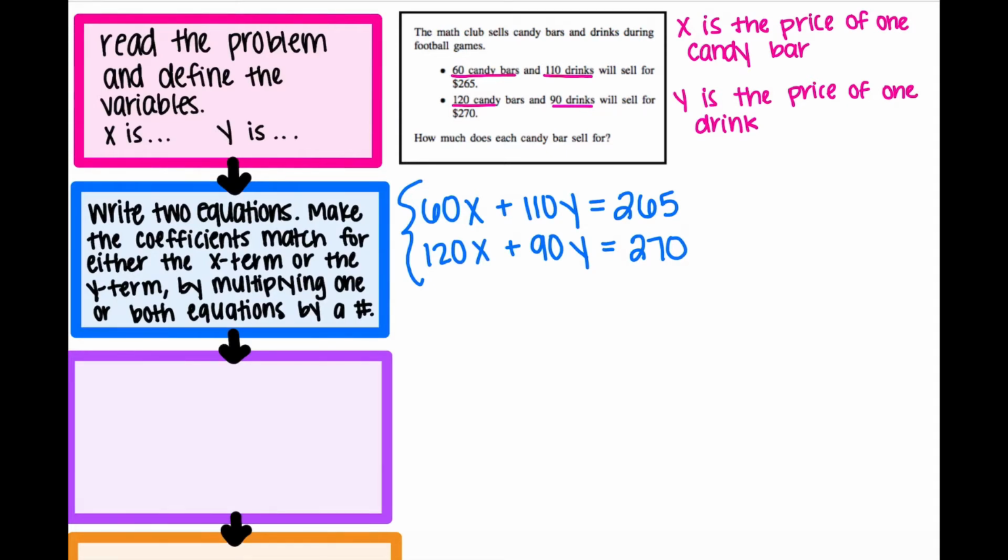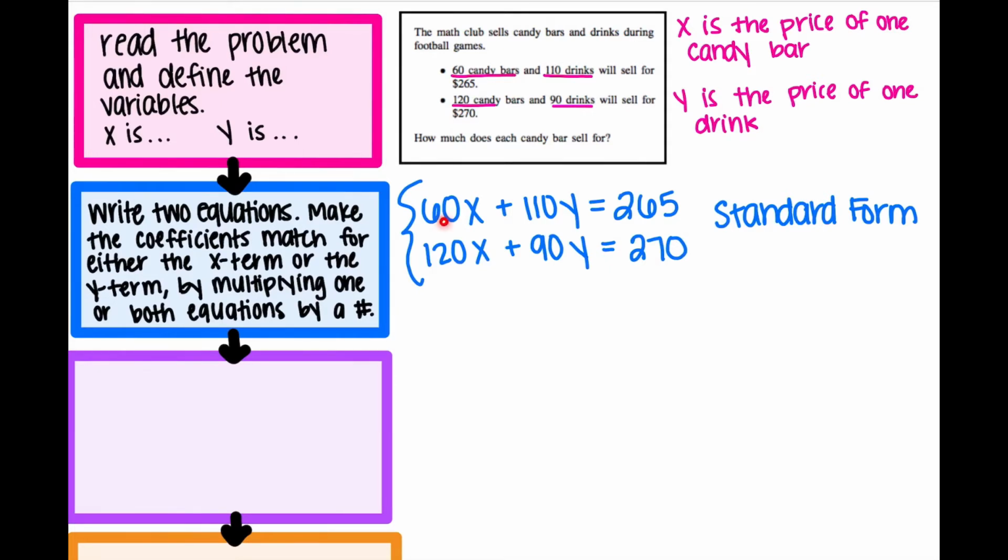Notice that for both of these equations, we have an x term plus a y term is equal to a number. This is called standard form. Elimination only works when your two equations are both in standard form. Now we need to make either the coefficients for the x terms match, or we need to make the coefficients for the y terms match.